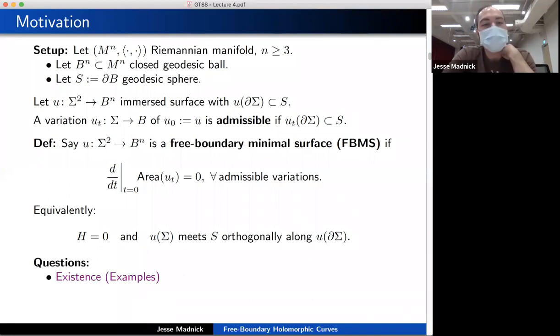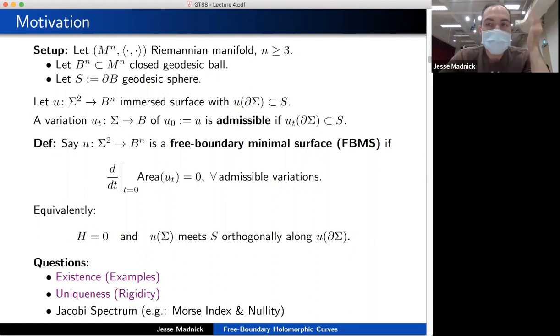So questions you can ask are, for example, existence, right? What are some examples of free boundary minimal surfaces in a prescribed Riemannian manifold? Maybe you prescribe the topology. What sort of examples are there? The dual question to that is uniqueness. Can you classify the examples of a given type, with a given topology or something like that?